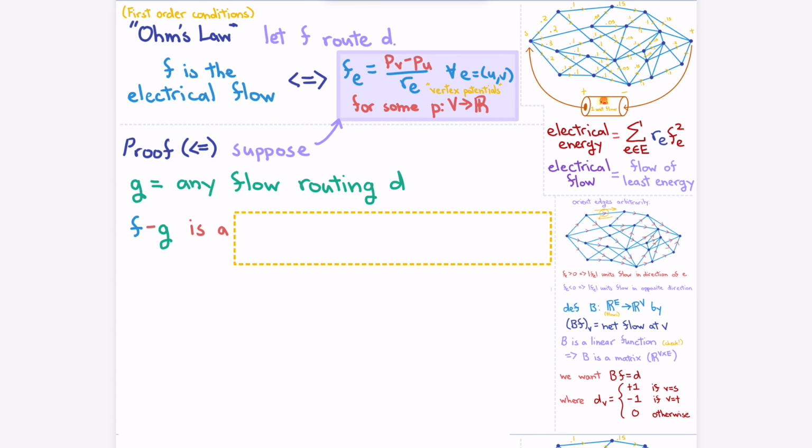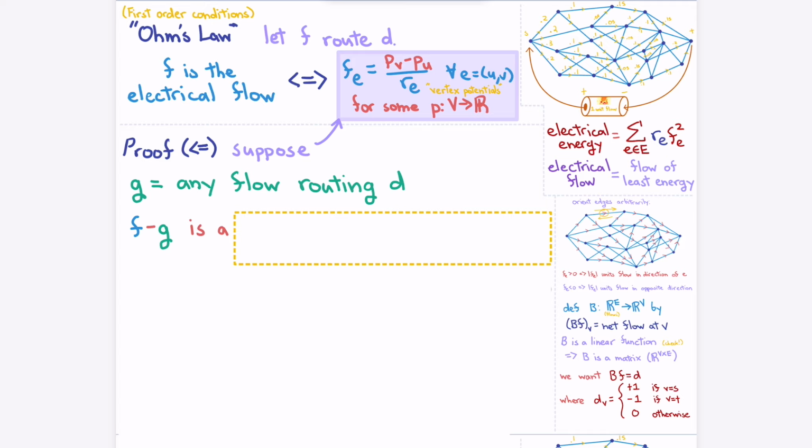Now let's go in the opposite direction. So now I have some flow that's induced by vertex potentials, or they agree with some vertex potentials. And I want to show it's optimum. So one thing I can do is take any other flow and try to show it's better than that flow, or at least as good as that flow.